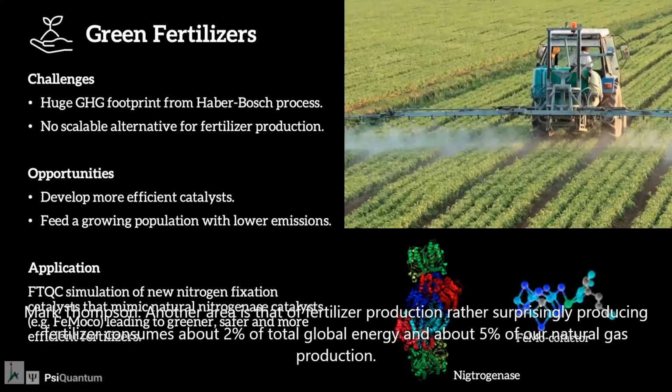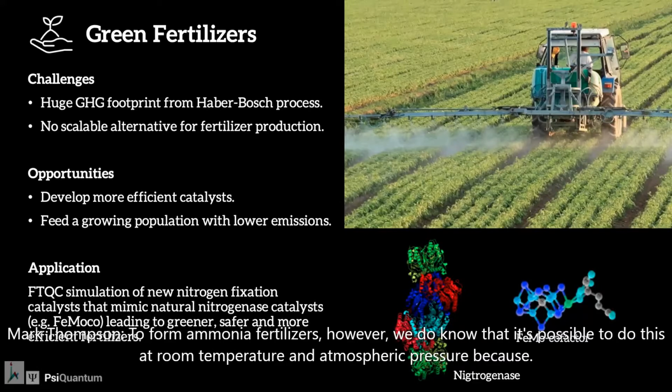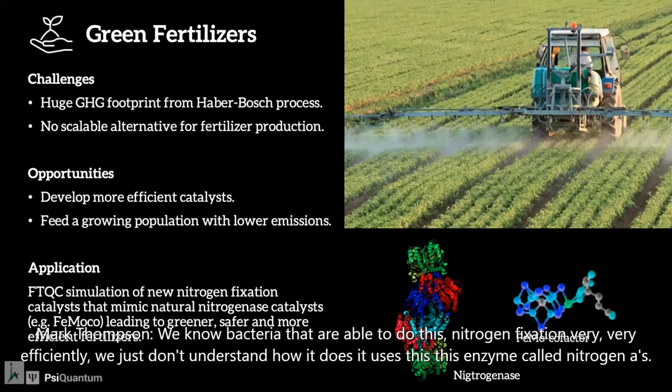Another area is that of fertilizer production. Rather surprisingly, producing fertilizer consumes about 2% of total global energy and about 5% of our natural gas production. And it uses this very industrial, old process called the Haber-Bosch process, which requires high pressures and high temperatures to fixate nitrogen to form ammonia fertilizers. However, we do know that it's possible to do this at room temperature and atmospheric pressure, because we know of bacteria that are able to do this nitrogen fixation very, very efficiently. We just don't understand how it does it.